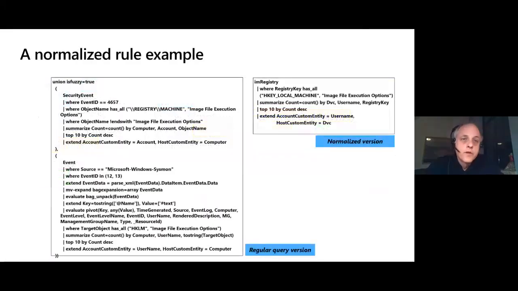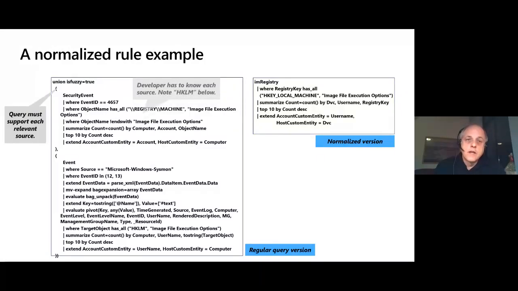Why is it good? Let's take a real world example of a normalized rule that we converted. It's for registry this time. Let's look at the old rule and the new rule. The old rule had to do a union between a section handling each possible source. It was limited only to the sources that were in the developer's mind, or that he knew how to handle. Obviously, with normalization, you don't need that.